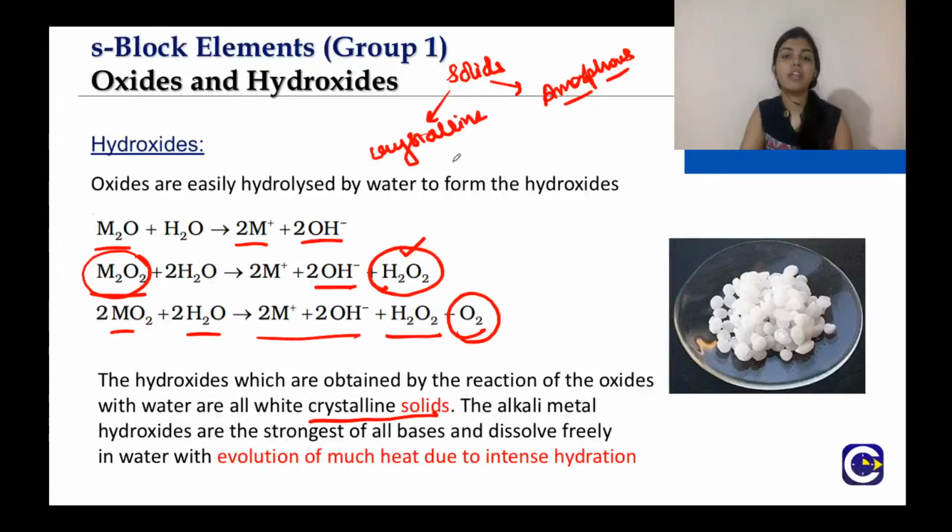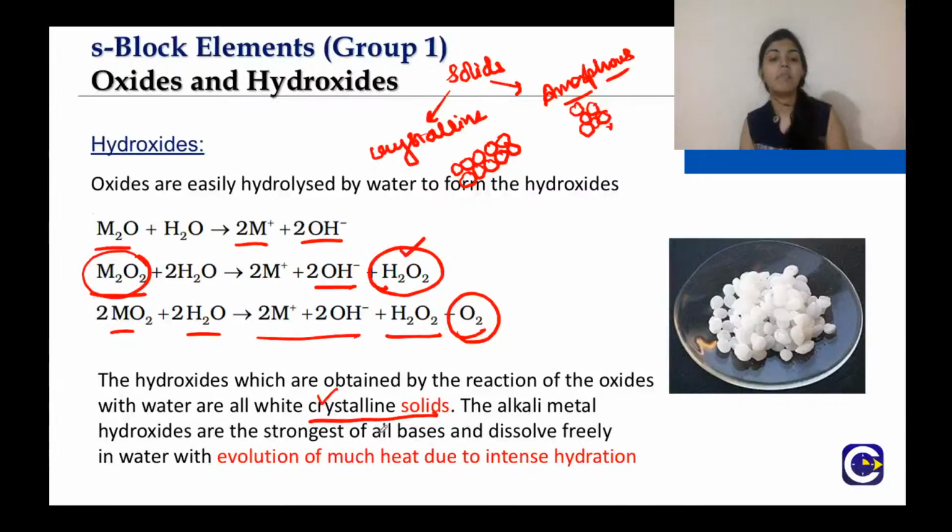In a crystalline solid, you can see a pattern. Here you can see that the constituent particles are arranged in a repeated pattern, right? They are arranged in a sequence, but in amorphous solids there is a random arrangement of constituent particles. Therefore, they are known as amorphous solids. So, the metal hydroxides are crystalline solids.